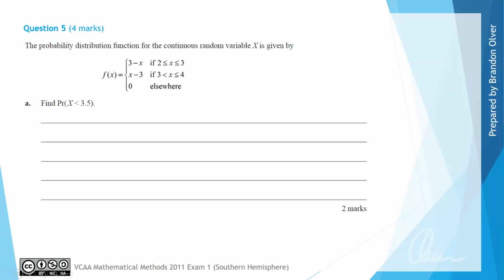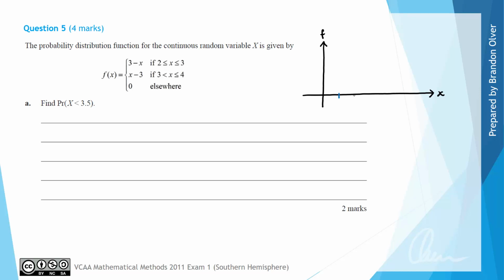So the probability distribution function for the continuous random variable x is given by f of x, which is a hybrid function as displayed, and for part A we're asked to find the probability that x is less than 3.5. So this question is best done using a graph of the function f. So that's what we're going to do over here first. So we need the function to be graphed between 2 and 4 and it's 0 everywhere else.